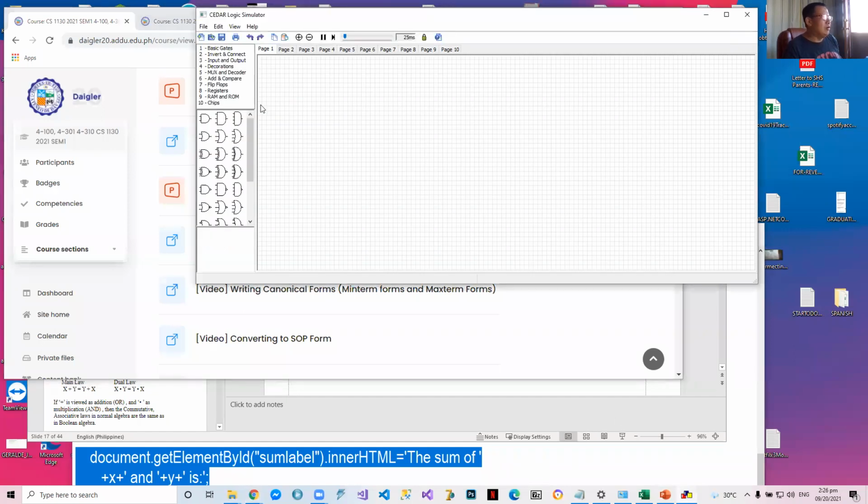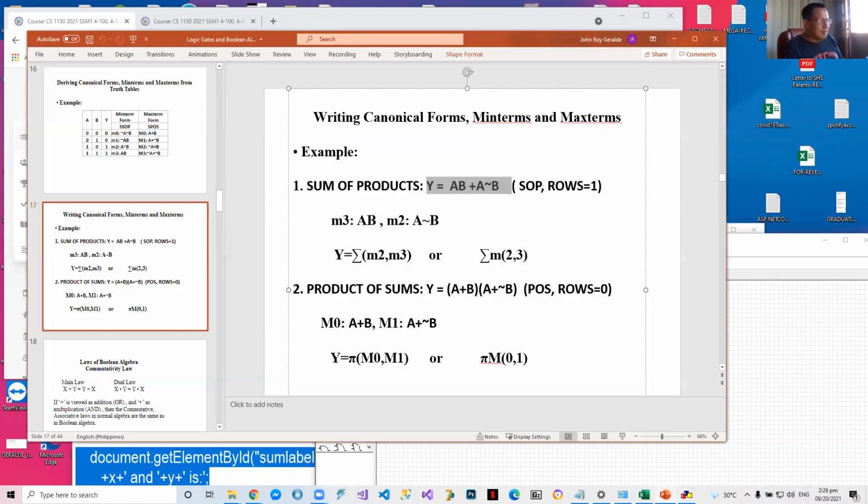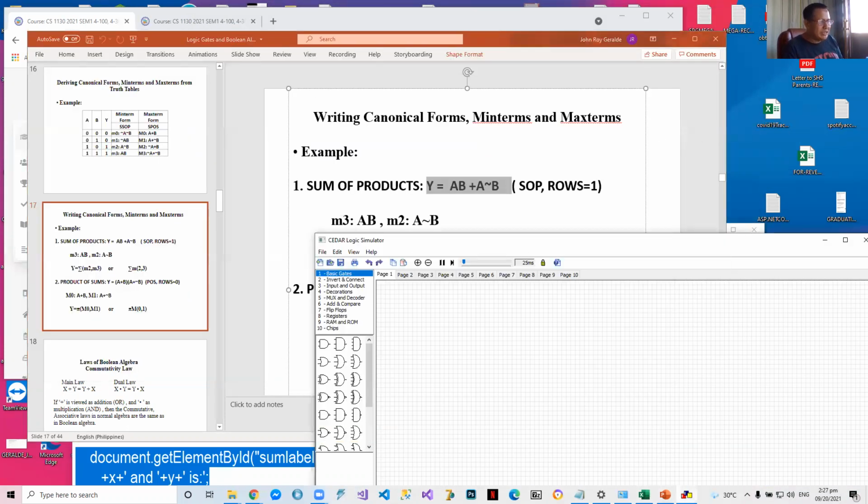Okay. So here, you have basic gates, you have invert and connect, you will have flip-flops, registers, we will not use that. We will have input and output. We will only use the basic gates here. So for example, we have A and B. What's our circuit? AB plus A not B. We will build this in Sidor logic.